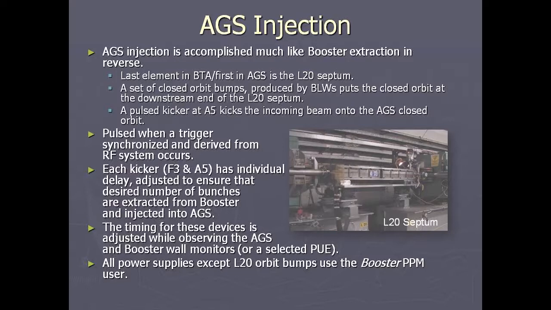Got to be left. Yeah, I would think so too. Right. So this is a gross exaggeration of the septum. So this is L20, and because it's easier for me to do this from left to right, we're going to lie on our backs and look at the AGS, so the beam is going to go this way, counterclockwise. So the circulating beam comes in from here, like this, and goes over and goes around, in this case, clockwise.